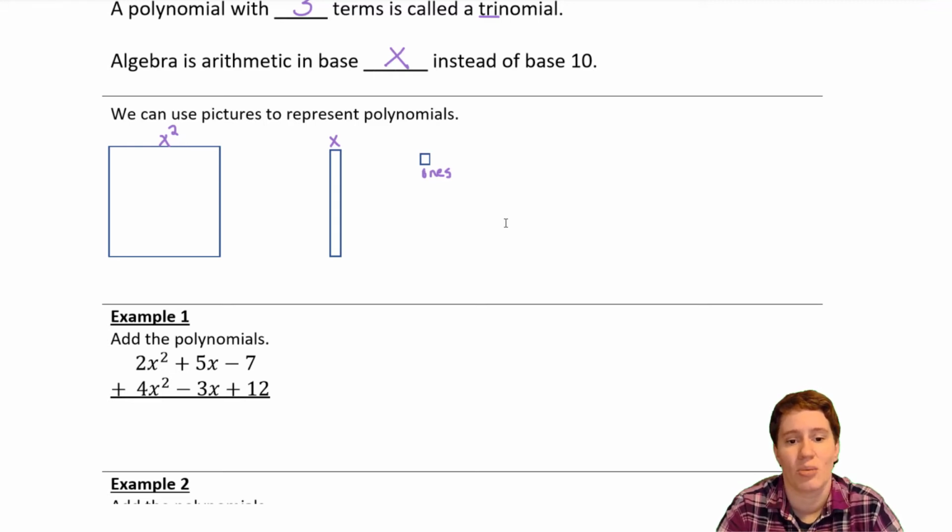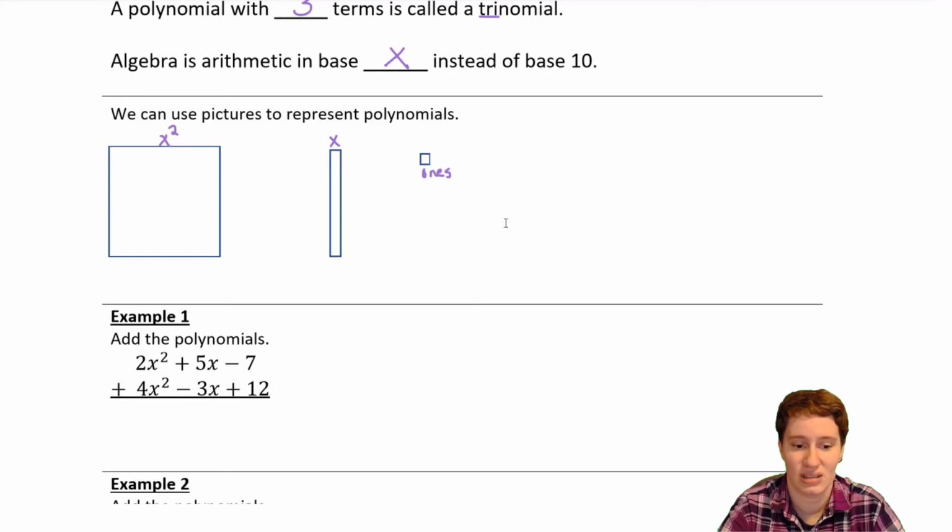It also can help you see that this is very similar to what we do with place value and adding. If you have multiple x squareds, you can add them together and say how many x squareds you have. If you have multiple x's, you can add those together. If you have multiple ones, you can add those together.